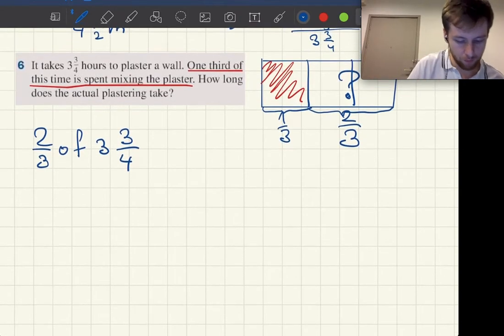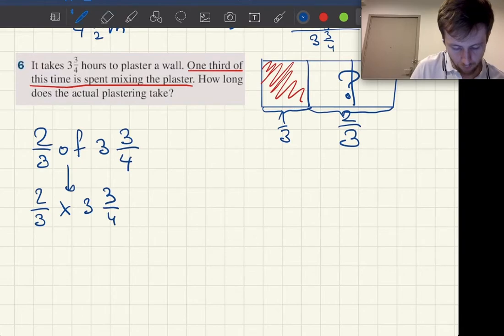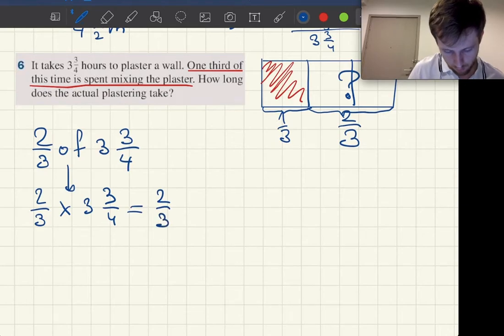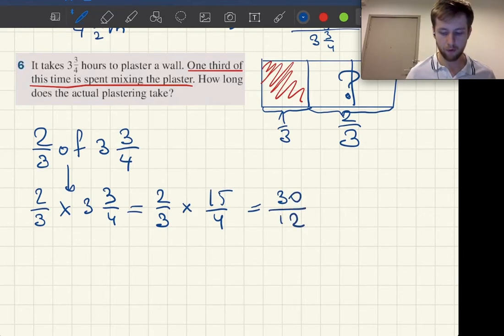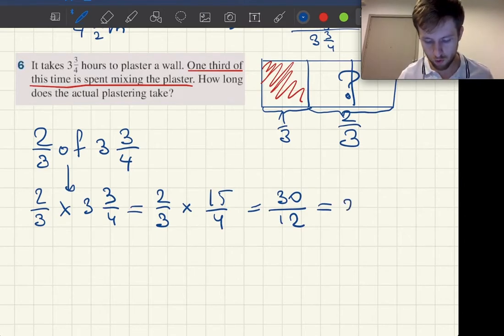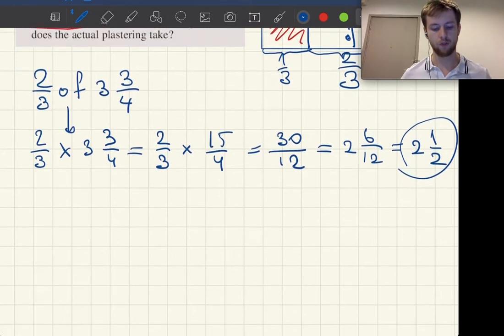The same as in the previous one. Of means multiplication. So 2/3 times 3 and 3 over 4. 3 and 3 over 4 can be converted to 3 times 4 is 12 plus 3 is 15, so it's 15 over 4. So 2/3 times 15/4 is 30 over 12, which is 2 and 6 over 12, which is equal to 2 and 1/2, our final answer for this question.